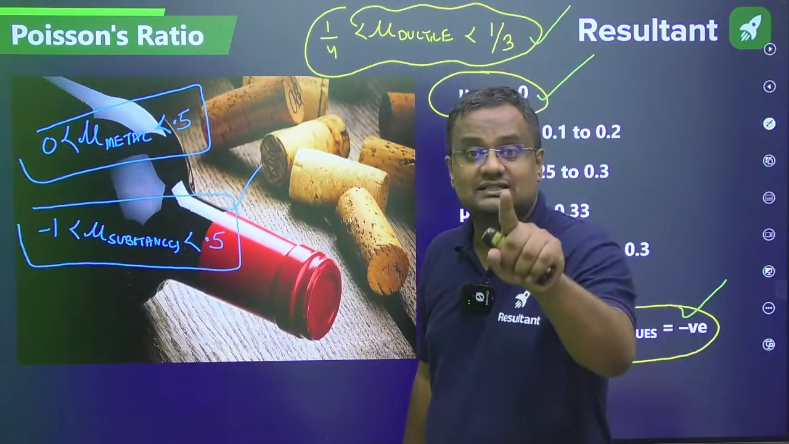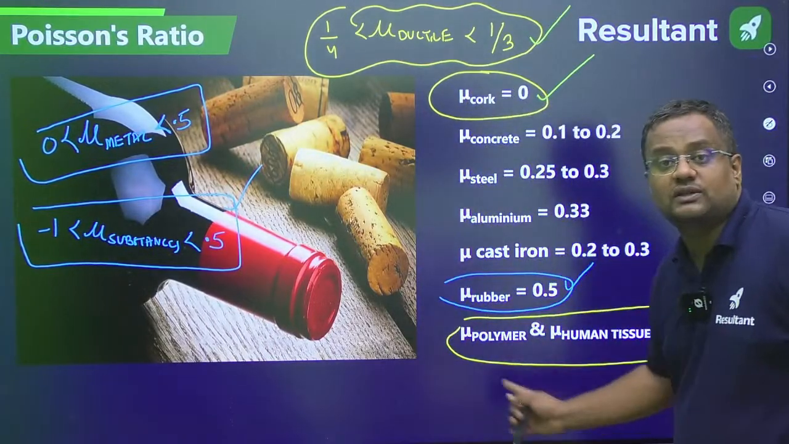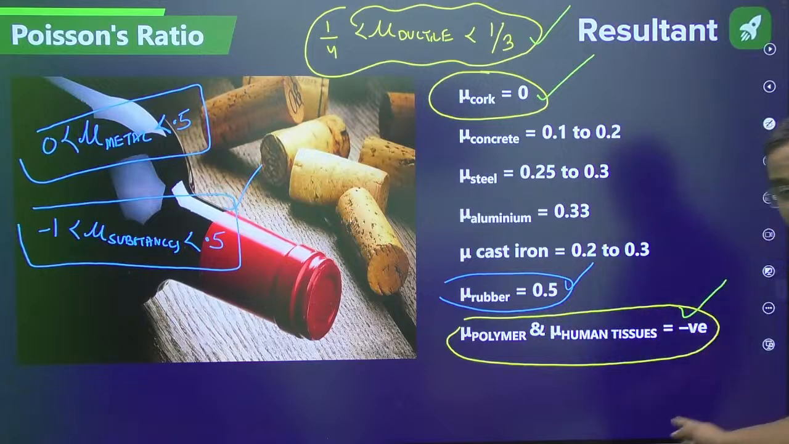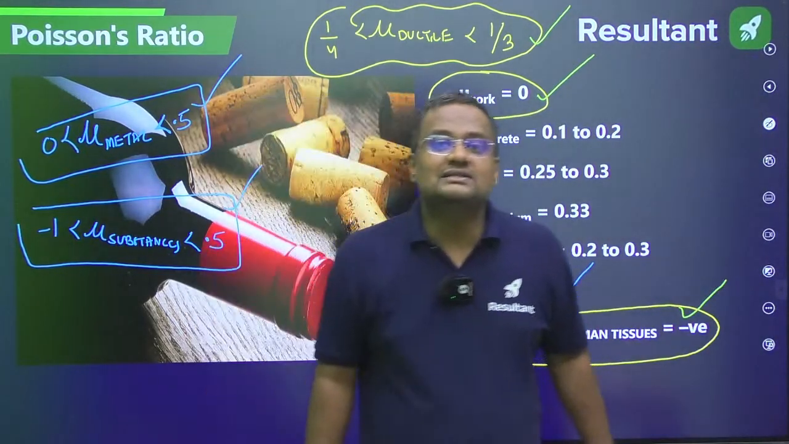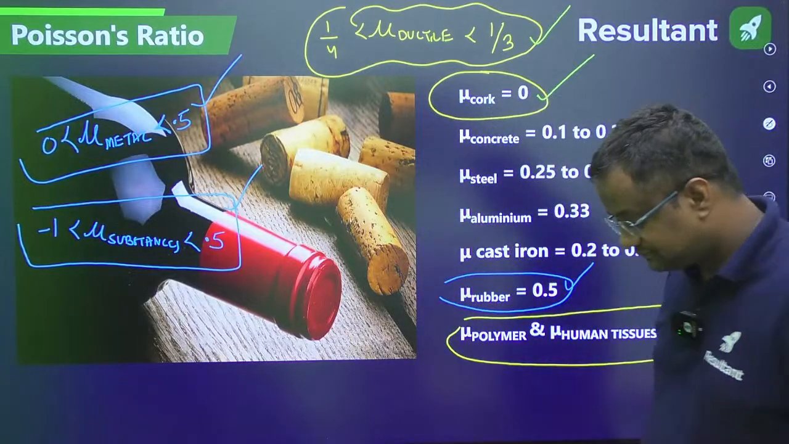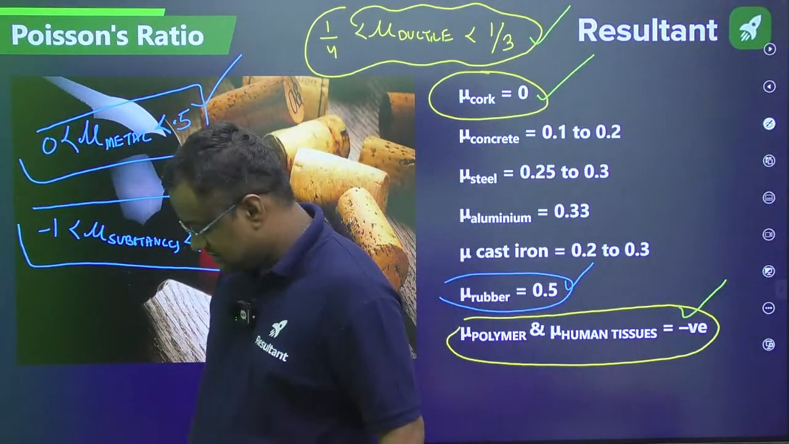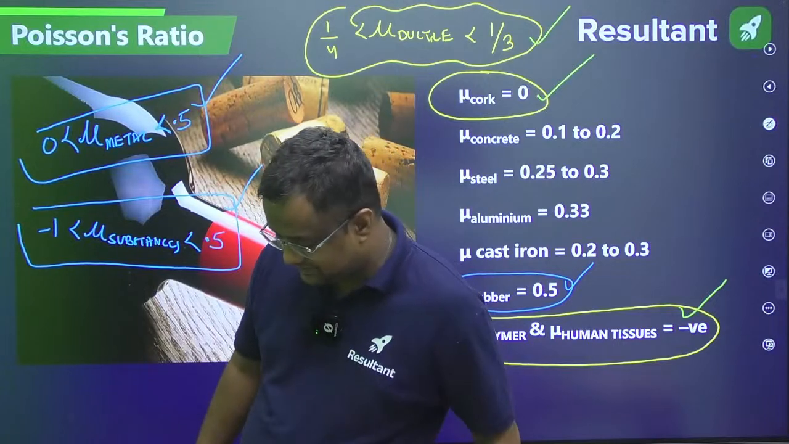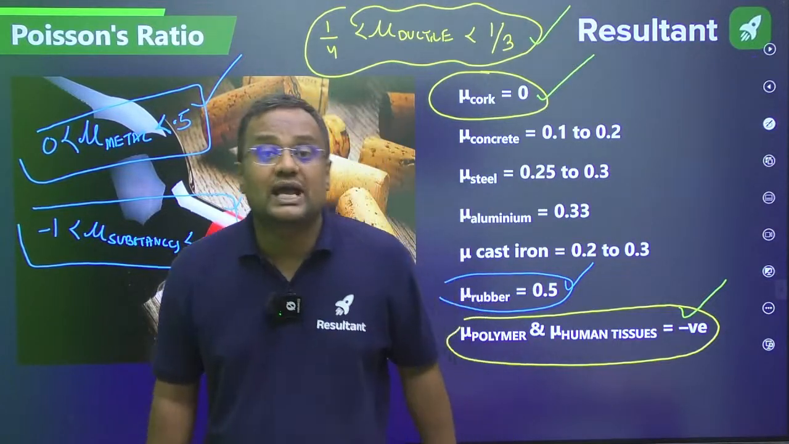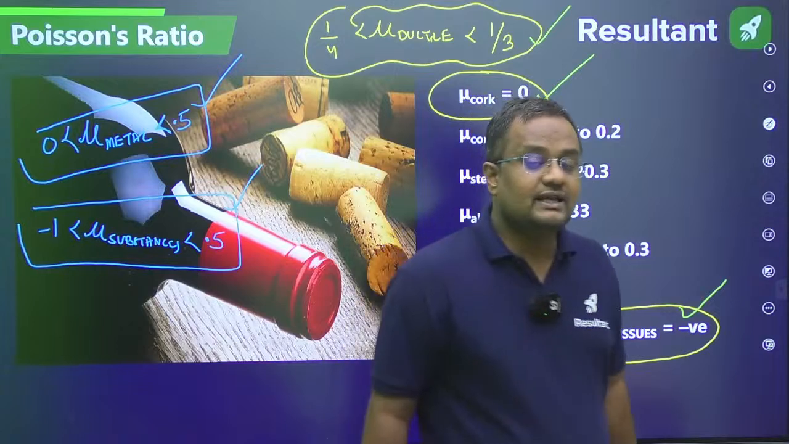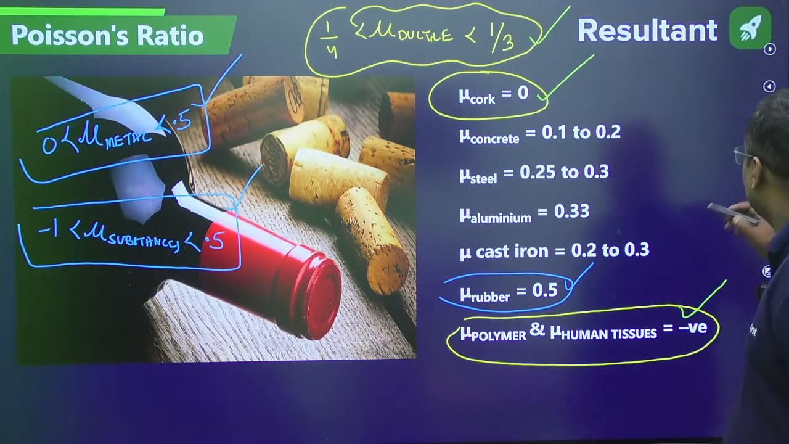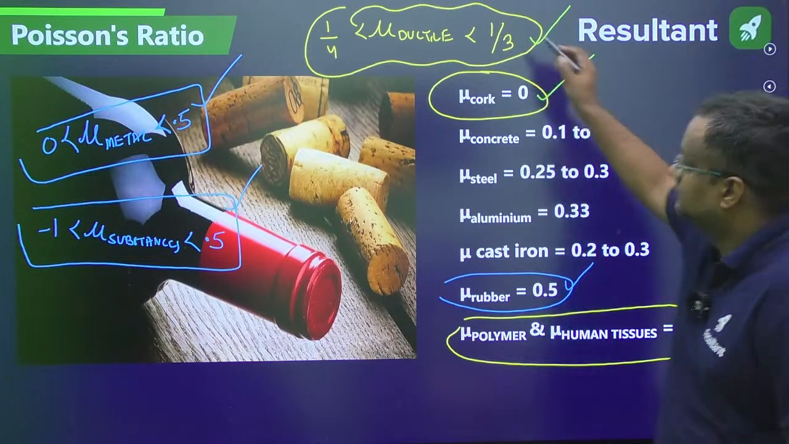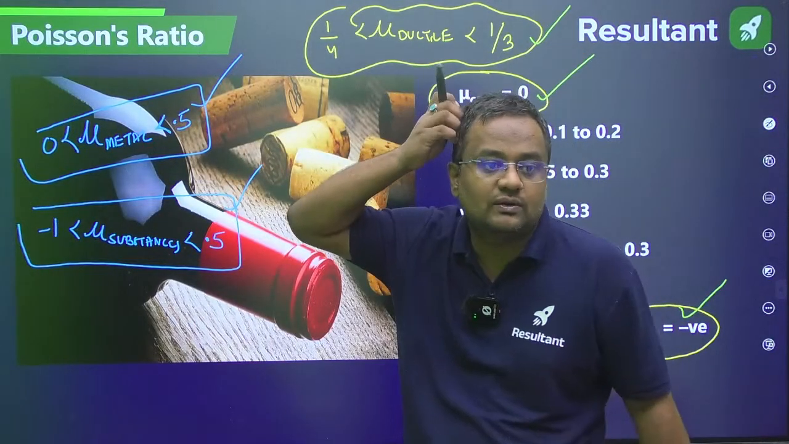When they ask metals, guys, the negative mu is not for the metals. For metals, the answer will be 0 to 0.5. So both the times people are thinking they have given different answers. No, actually the question was different. When they ask substance, it will be -1 to 0.5, and for metals it is 0 to 0.5. Now, guys, 1, 2, 3, 4, 5, 6, six values you have to remember.